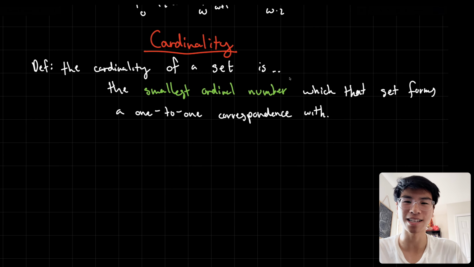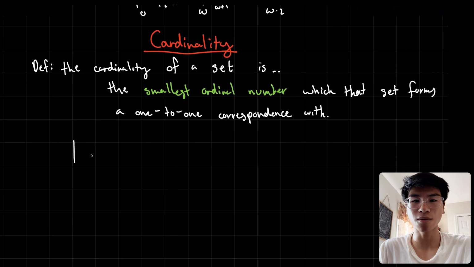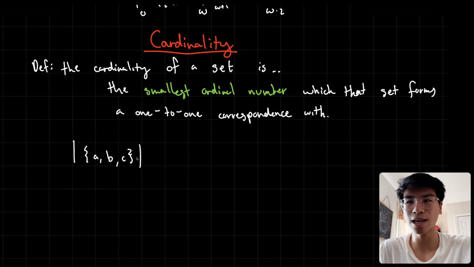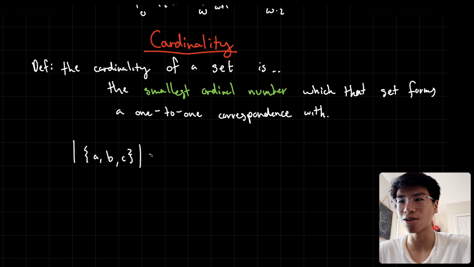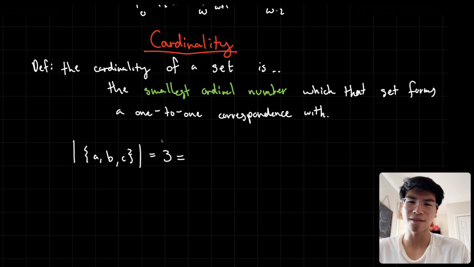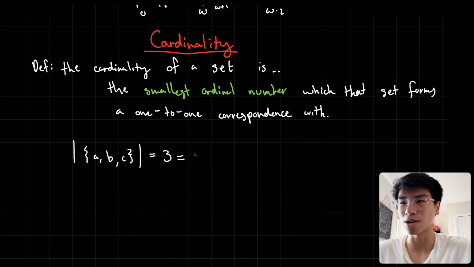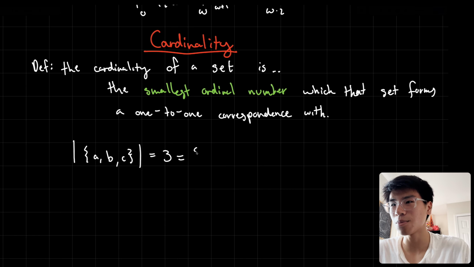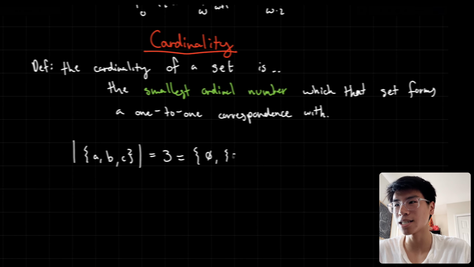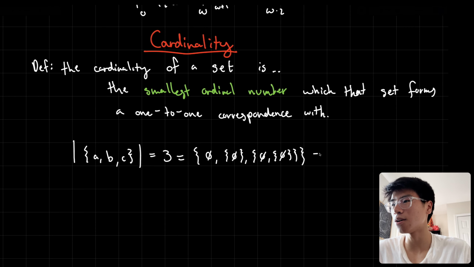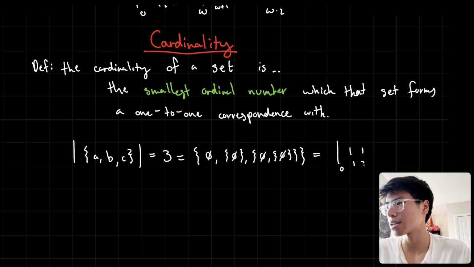So you can define cardinality as a set with the same size. So for example, let's find the cardinality of the set containing the letters A, B, and C. Obviously, this has cardinality 3, which is, by our definition, the smallest ordinal number the set ABC can form a one-to-one correspondence with. But let us also remind ourselves, what exactly is the number 3? The number 3 is the set containing the empty set, the set containing the empty set, and the set containing the empty set and the set containing the empty set. Right, which is also the set containing 0, 1, and 2, which we just used our matchstick representation to draw.